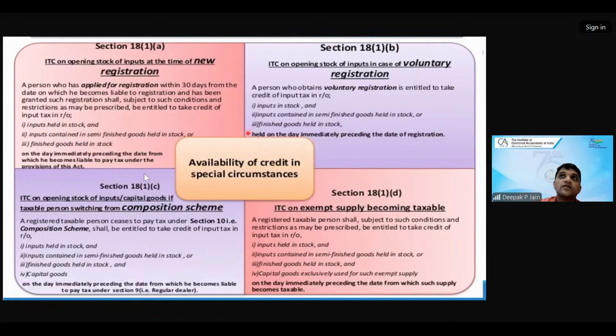What happens? We know that a regular person can go to composition and a composition can come to regular. A person who is providing exempt services due to change in rate may become a taxable supplier. In such situation, what all can happen is what this section 18 will talk about. Section 18 tells that what all credit we can claim.